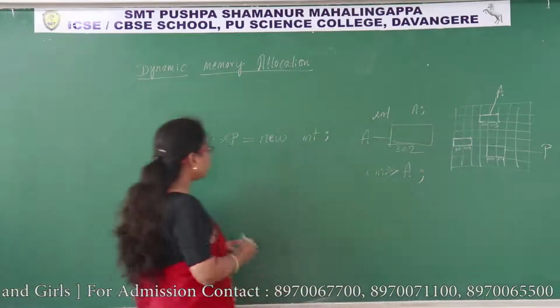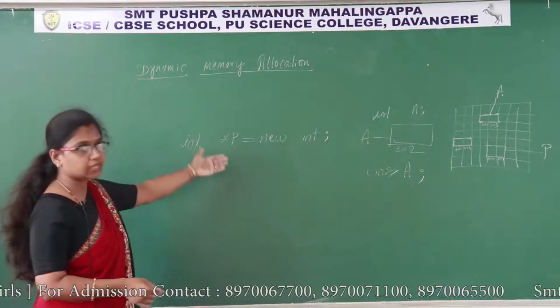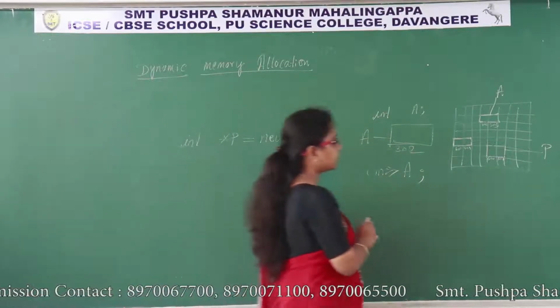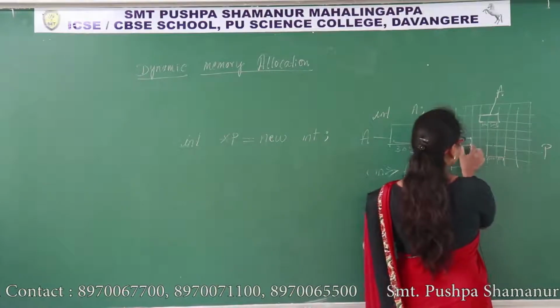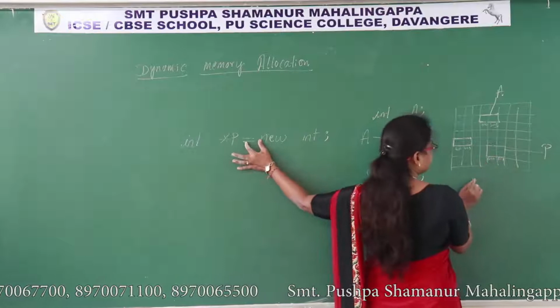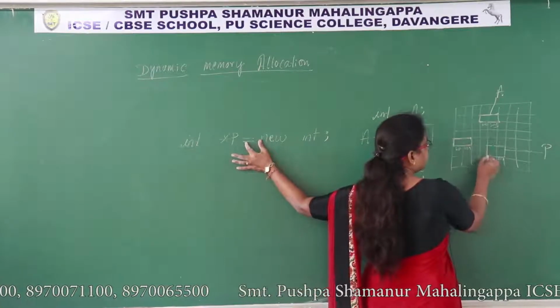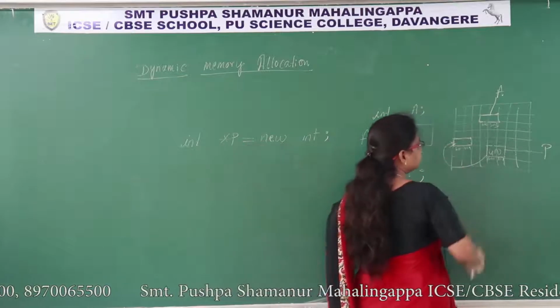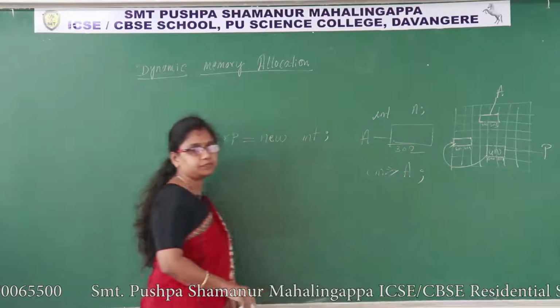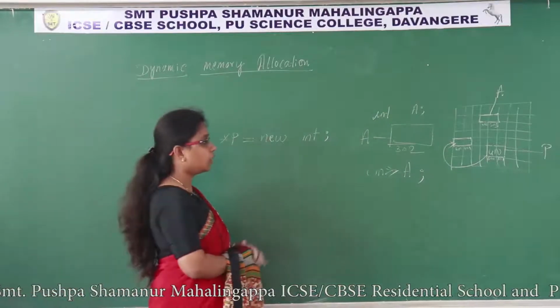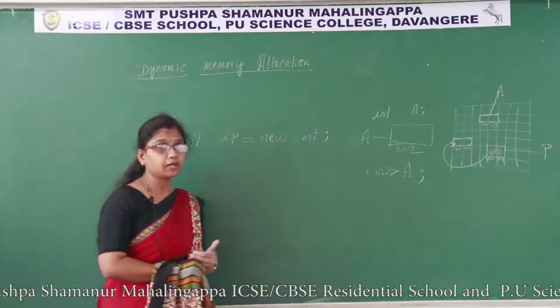Every time, however many times you execute this line, that many new memory locations will be allocated. So this memory location's address is stored in p, because I have written the assignment operator. So 400 is stored in p. It means p is pointing to this memory location. I hope you understood this concept, how dynamic memory will be allocated.